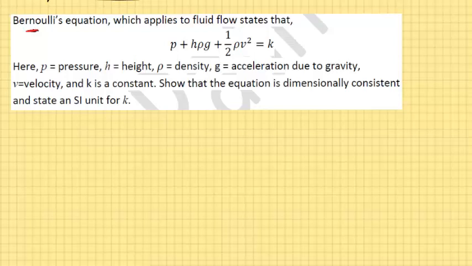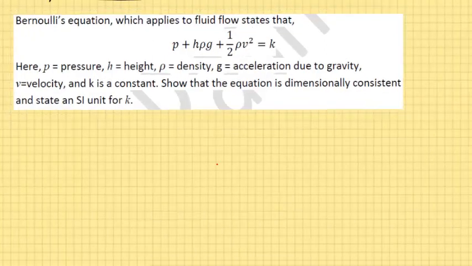So they said that P is pressure, H is height, rho is density, g is acceleration due to gravity, and then again rho is density and v is velocity. And what we have to do is show that the equation is dimensionally consistent and also find the SI base unit for k. So let us try this equation.